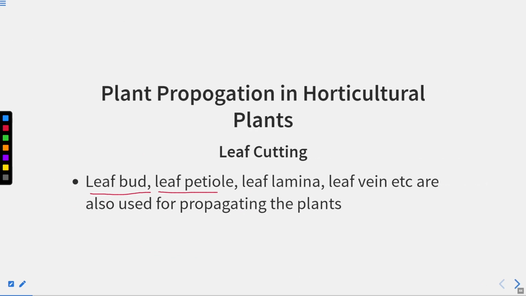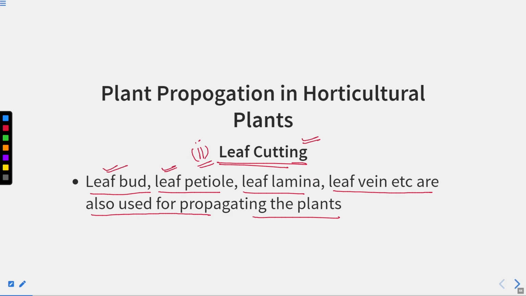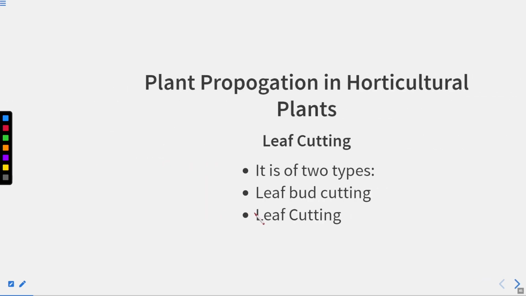Leaf bud, leaf petiole, leaf lamina, leaf vein, etc. are also used for the propagation of plants. So till here we have completed stem cutting. Now we have the second part of this lecture, that is leaf cutting. It means that leaves are also used for the propagation of horticultural plants. The leaf bud, leaf petiole, leaf lamina, leaf vein, etc. are also used for the propagation of the plant.